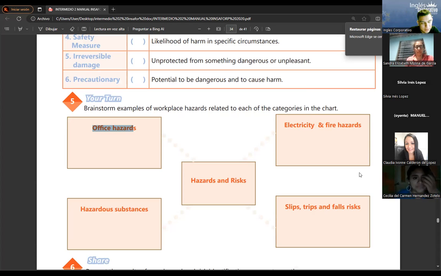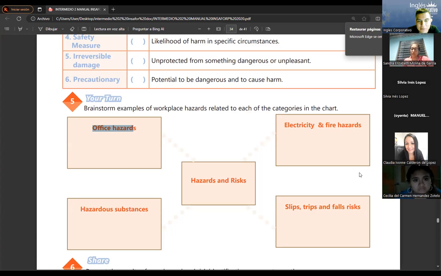Fires. Ah, fires. Yeah, incendios. Okay, another one. The chair, broken. Okay, the chair is broken, you might have an accident.